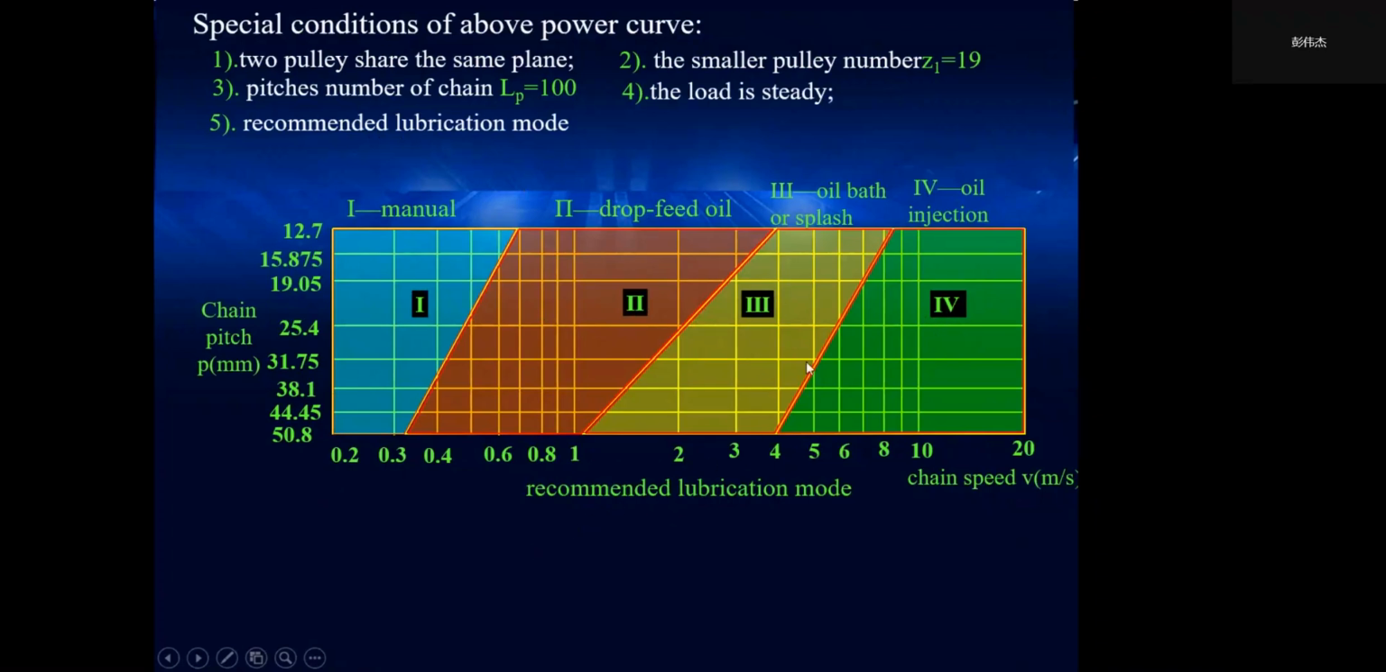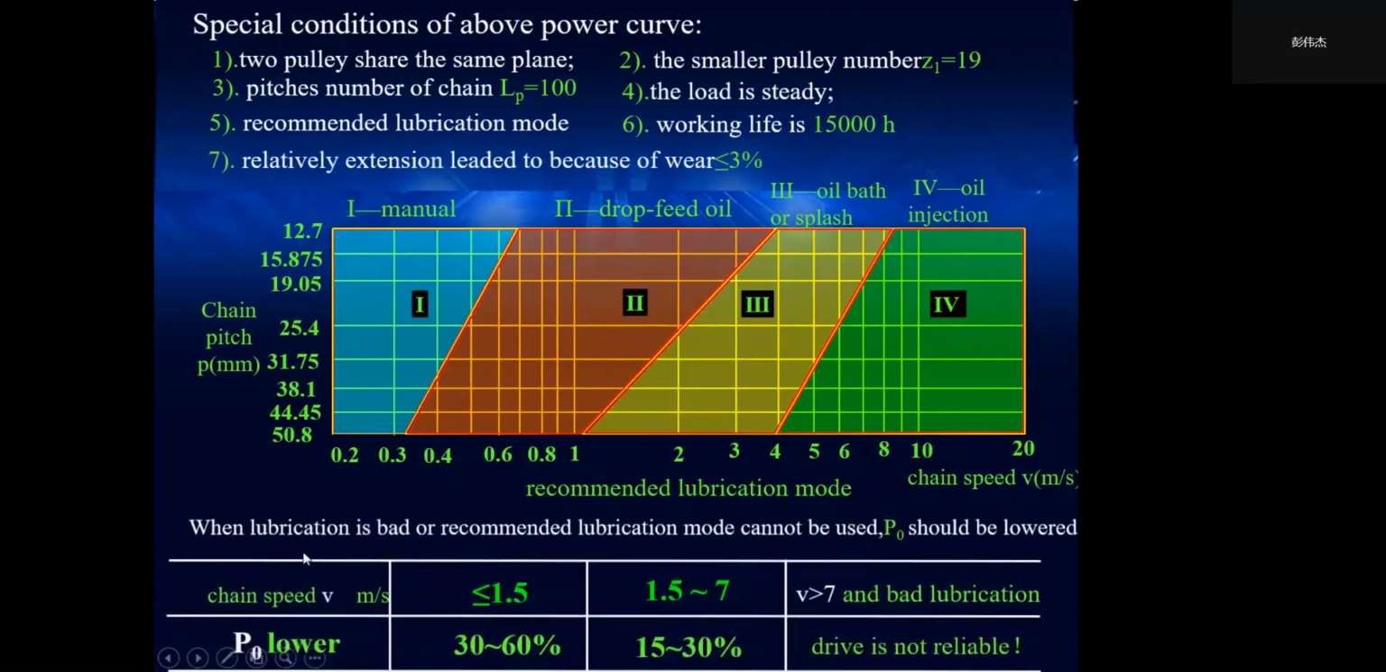This is for the lubrication mode, and it's a working condition to certify that. And then when lubrication is bad or the recommended lubrication mode cannot be used, we should decrease the P0. We should decrease the P0.